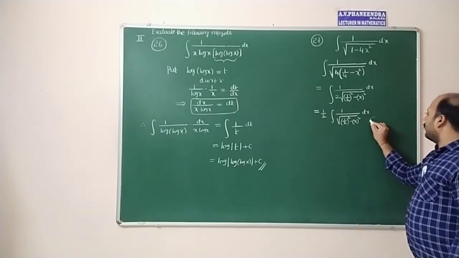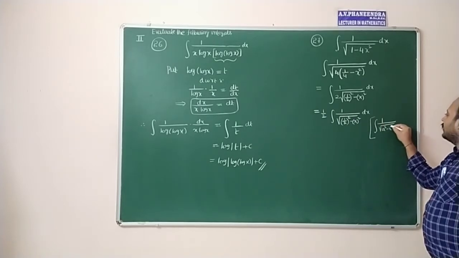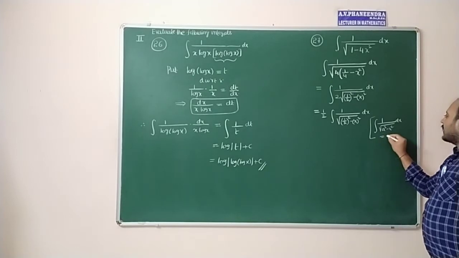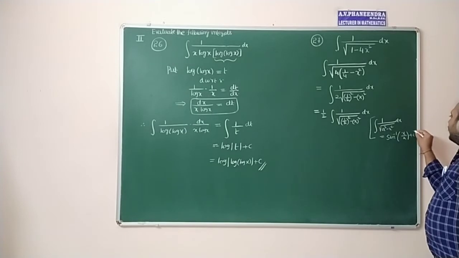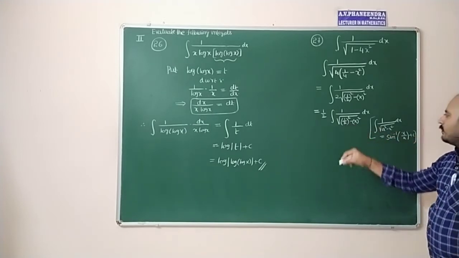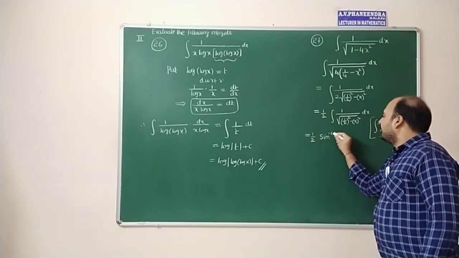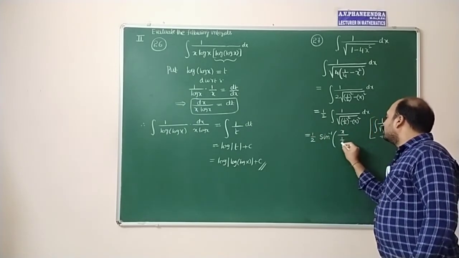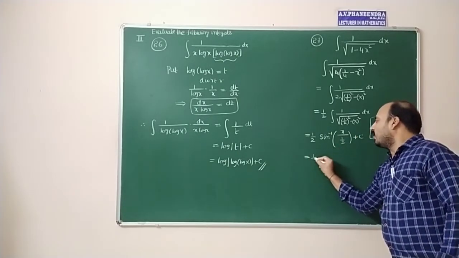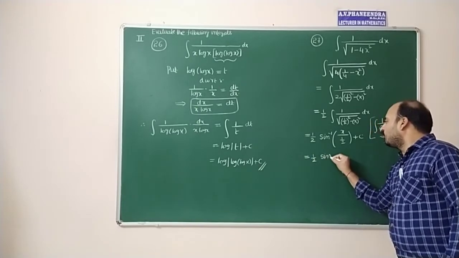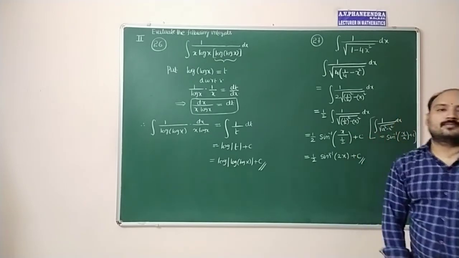Now it is in the form of integral 1 by root of a square minus x square into dx. We know that formula: sine inverse of x by a plus c. So here x is equal to x, a is equal to 1 by 2, which gives 1 by 2 sine inverse of x by a. X by a value is 1 by 2 plus c. Denominator of denominator will become numerator, which is equal to 1 by 2 sine inverse of 2x plus c.